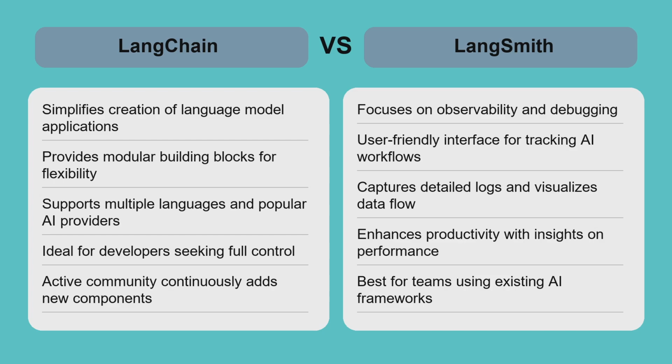For example, a developer can use LangChain to design a chatbot, then apply LangSmith to monitor user interactions and troubleshoot issues in real time. The trade-off is between creation and oversight. LangChain requires coding and design effort, while LangSmith improves maintenance and reliability but depends on integration with a development framework. Choosing between them depends on whether your priority is building AI applications or managing and optimizing them effectively once deployed.